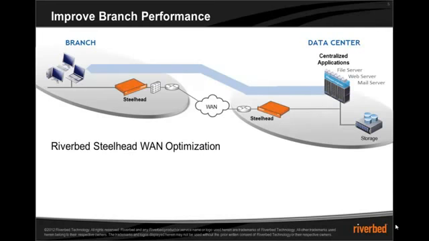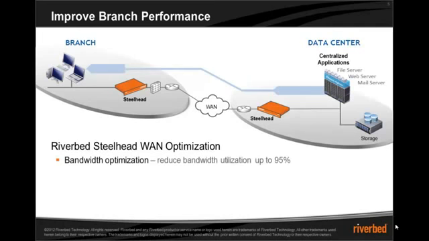Now, Riverbed's flagship Steelhead product line delivers WAN optimization that helps ensure users at the edge get LAN-like performance to all of that consolidated data and the consolidated application. This solution, used with a combination of techniques, helps to overcome low bandwidth challenges as well as latency challenges. Steelhead appliances optimize the overall use of bandwidth by reducing the amount of data that flows back and forth.